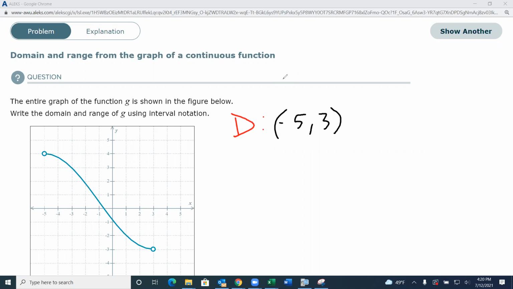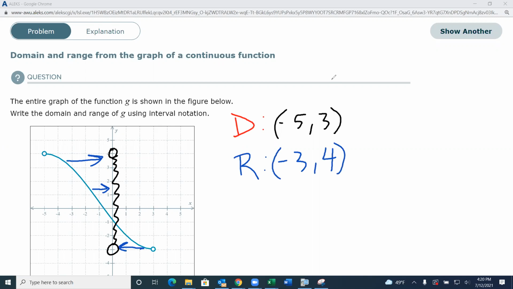Okay, now what about the range? So the range, that's the set of all y values that are being used. So if I press this thing into the y-axis, what part of the y-axis would it cover? Well, everything from 4 down to -3. Okay, so our range is going to be -3 to 4. You always put the smaller number on the left, just like on the number line. And again, I'm using these parentheses for the same reason, because of those open circles.